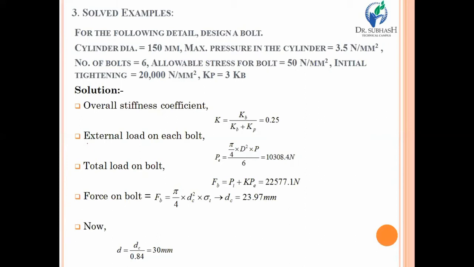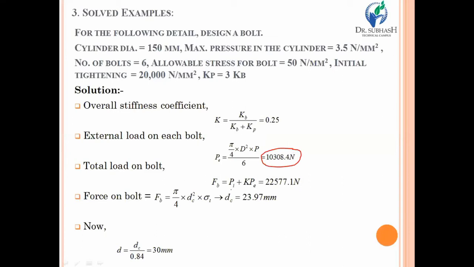Now, using that data, first of all you need to calculate the overall stiffness coefficient using this relation, which we discussed in previous slides. By putting the values, it gives 0.25. Now, the external load on each bolt is equal to the total load acting on the cylinder bolt assembly divided by the number of bolts used. So ultimately, this is the external load, 10,308.4 Newton, which acts on each and every bolt.